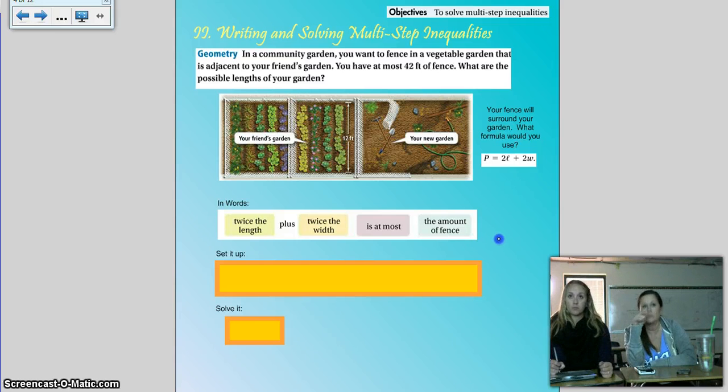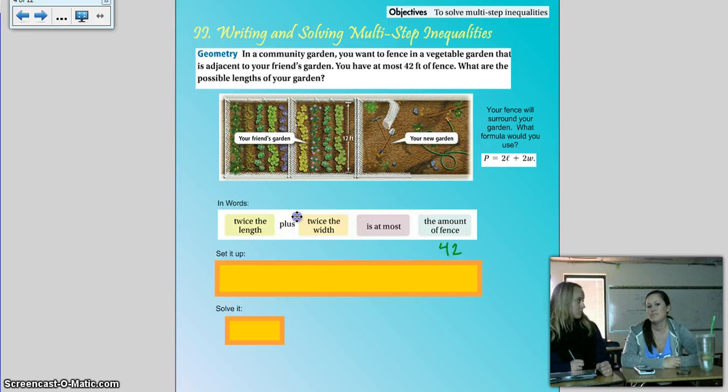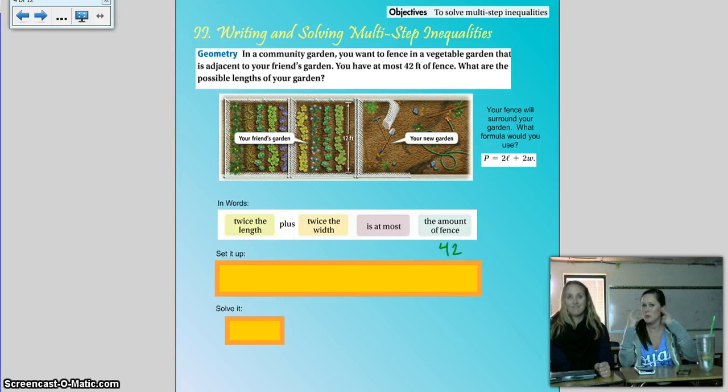So we just applied this to our formula. Write that down. Now we're going to set it up. What do we have already? Twice the length. I'm so sorry. It looks like the fence is 42. So it looks like my length is 12, right? How did you know that? It wasn't in the words that it gave me. I looked, and it's given right here.